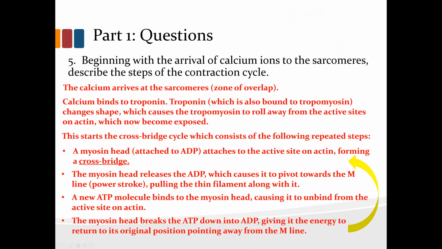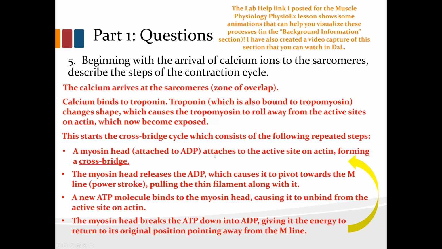So these 4 steps will repeat over and over and over again, as long as there is enough calcium around to bind to troponin to keep tropomyosin rolled away from the active sites on actin. As soon as that calcium is pumped back into the SR, this whole process will stop because the tropomyosin will then roll back to cover the active sites on actin. And again, there is an animation to help you visualize these processes in the link posted and in the separate video that I'm going to post.